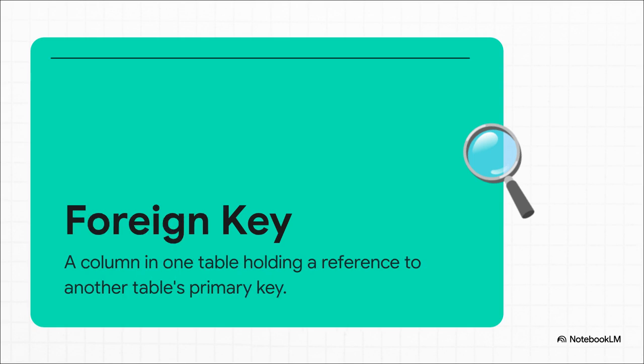But wait, if Mary's information is just sitting in a customers table, how do we know what she actually bought? Well, that is where the foreign key comes in. We create a totally separate orders table to track purchases. When Mary buys that cat costume, her order record simply includes her customer ID. That ID acts as a foreign key, literally a reference pointing right back to her primary key in the customers table. This is what establishes that relational link.